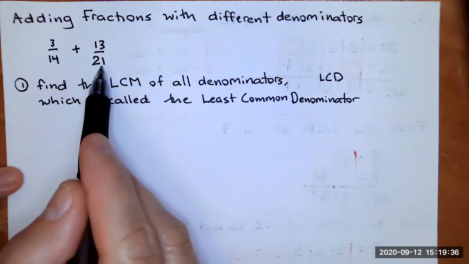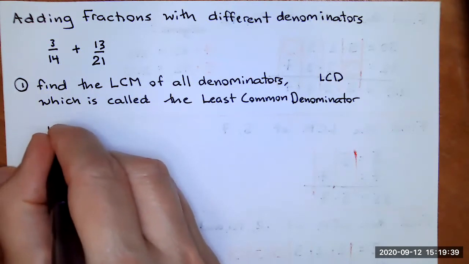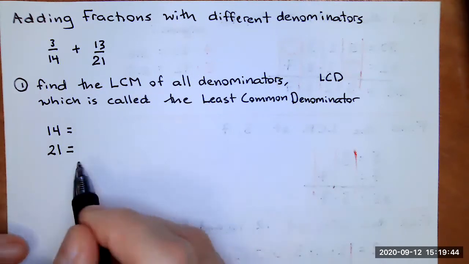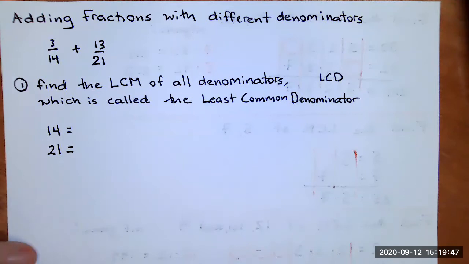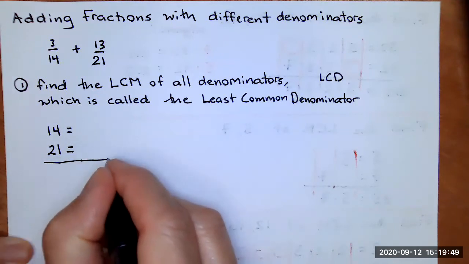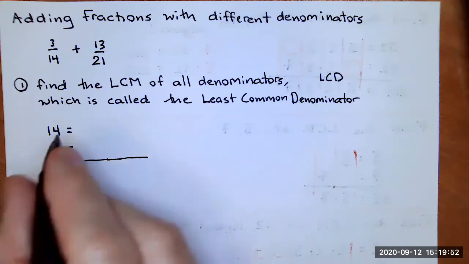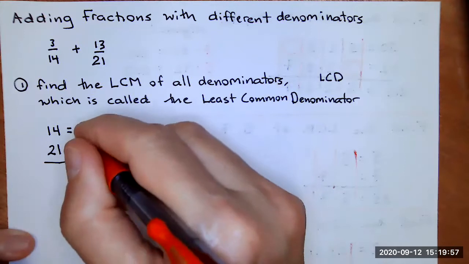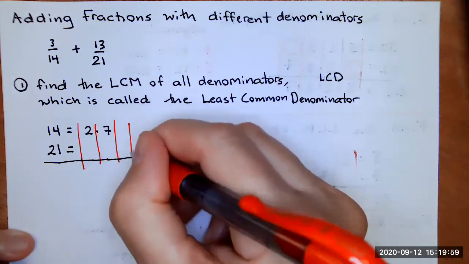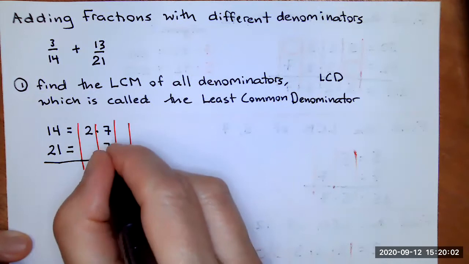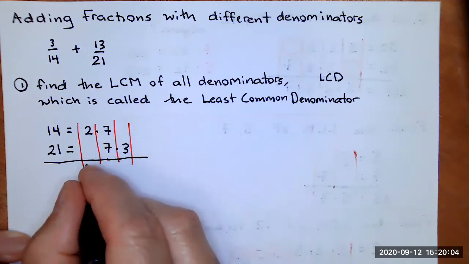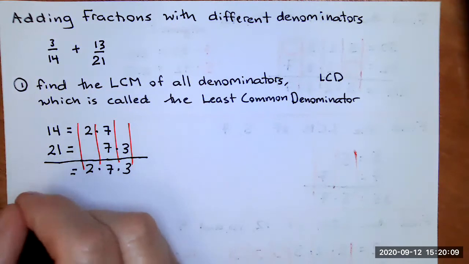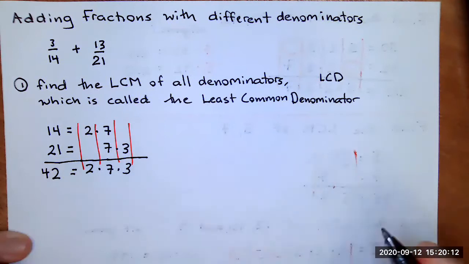So we take the 2 denominators and put them in the chart and do the prime factorization. So this would be a good point to hit pause and practice on your own. So 14 is 2 times 7. And 21 is 7 times 3. So the least common multiple of all the denominators, or the LCD, is going to be 42.